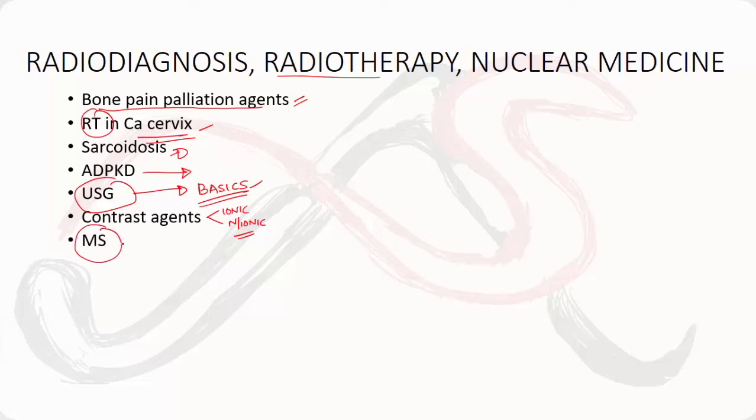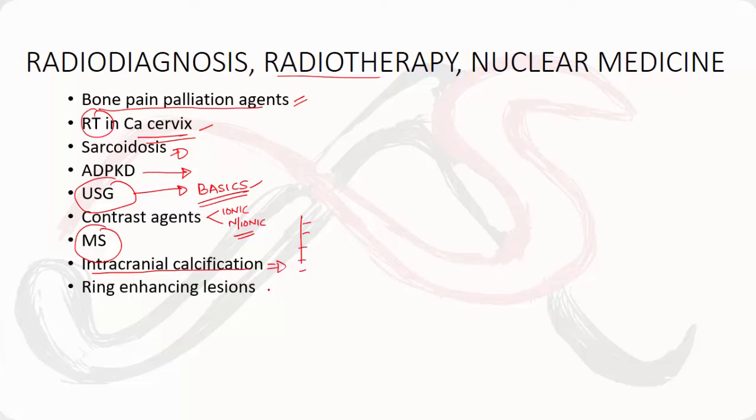Role of imaging in the diagnosis of multiple sclerosis, again a very important topic. The specific signs are to be remembered. The various sites where physiologic intracranial calcification occurs, there is a list of sites and that list has to be remembered. This list can be asked verbatim in a PGI exam. Next is the list of ring enhancing lesions, again a very important list to be remembered.